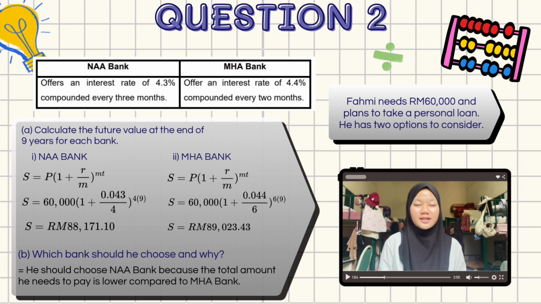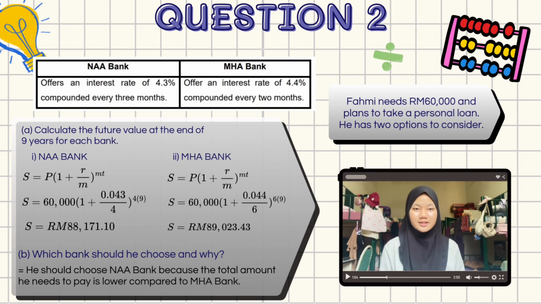For the second bank is MHA Bank. After inserting the numbers into the formula, it will be S equals 60,000 open bracket 1 plus 0.044 over 6, close bracket, to the power of 6 and 9. So the final amount for MHA Bank will be 89,023 ringgit and 43 cents.